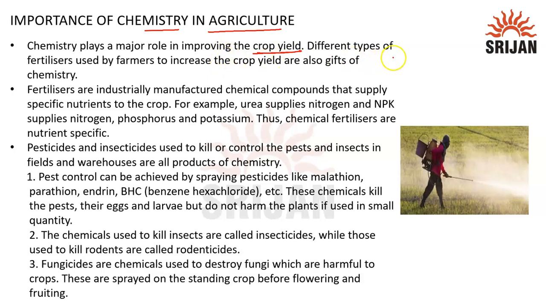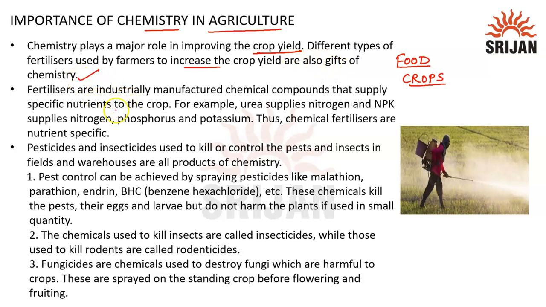So we know that the population is rising at a very fast pace, so there is a lot of need of food and the crops. So it is very important that when crops are grown, the yield of the crop is more. So to increase the yield of crops, chemicals are being used. So different types of fertilizers are used by farmers to increase the crop yield. So they are the gift of chemistry.